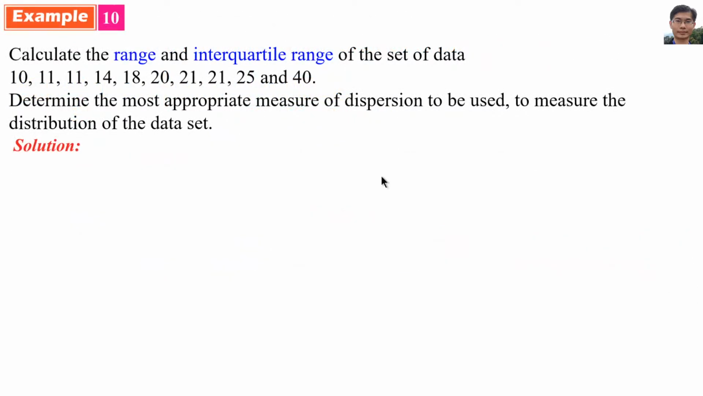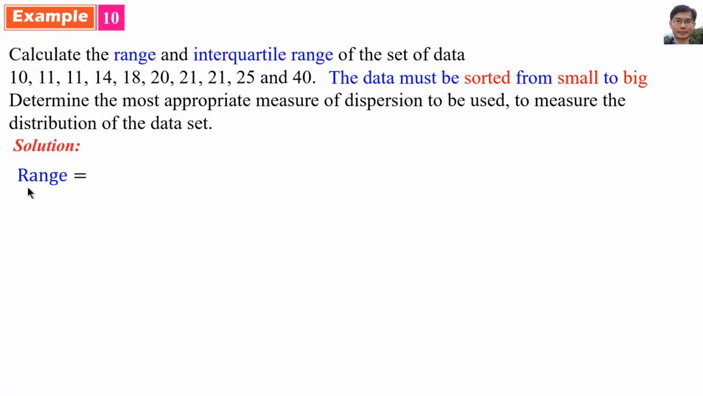Okay, example 10. Calculate the range and the interquartile range of the data set. Determine the most appropriate measure of dispersion to be used to measure the distribution of the data set. First, the data must be sorted from small to big, but in fact the data are sorted from small to big. So the range is equal to the maximum value 40 minus the minimum value 10. So the range is equal to 30.